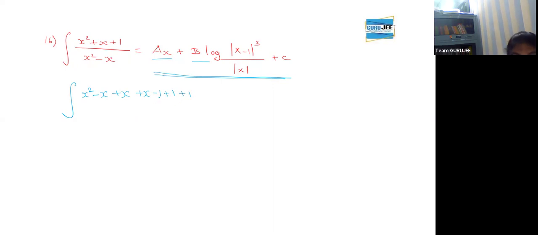See, I have added two different terms. Minus x and plus x equal to 0. Minus 1 and plus 1 equal to 0. I added minus x plus x, which is equal to 0, and minus 1 plus 1 equal to 0. Pay attention for splitting this expression.